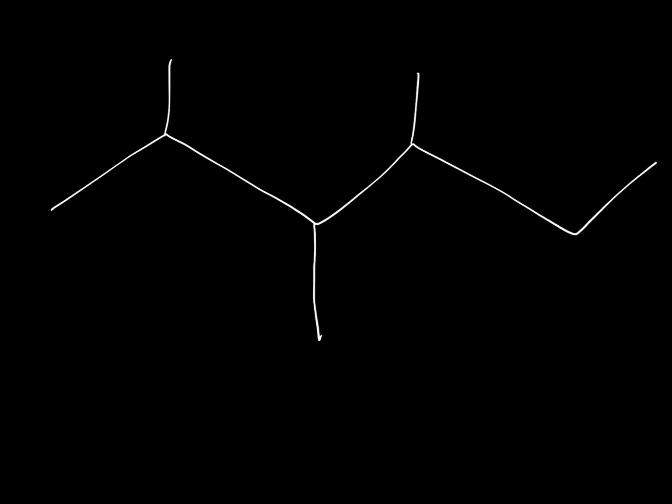So we have 6 carbons in the main chain, which is a hexane. We have 3 methyls, so one's going to be on carbon 2, 3, and 4. We're going to put trimethyl as our prefix this time, and then hexane.